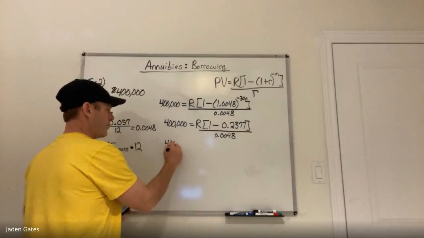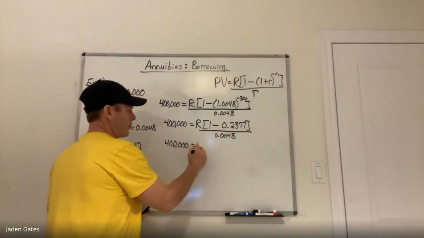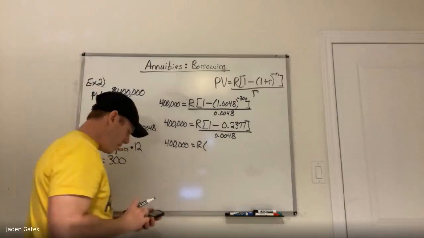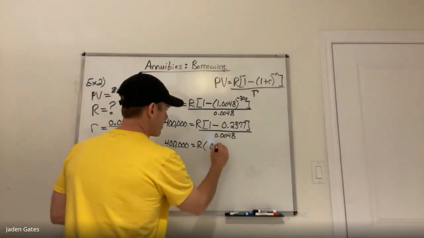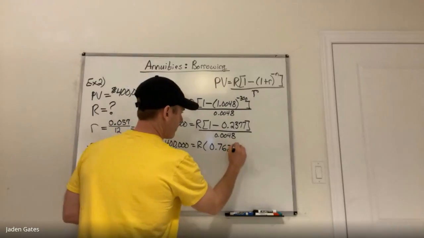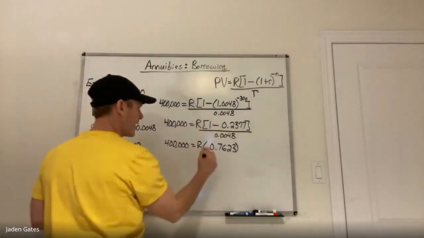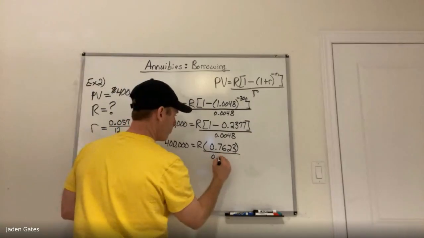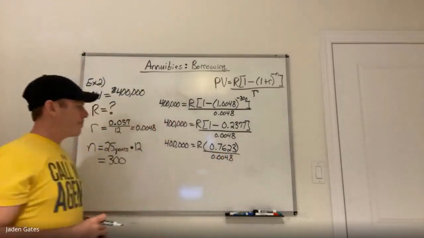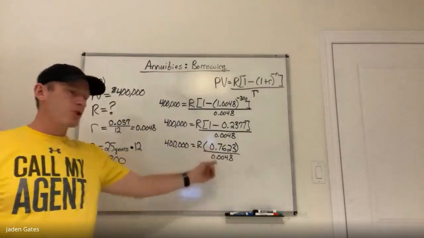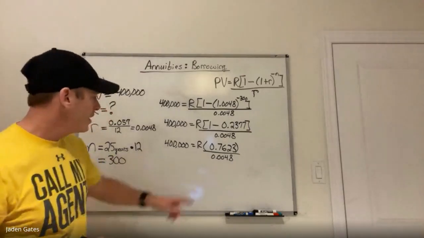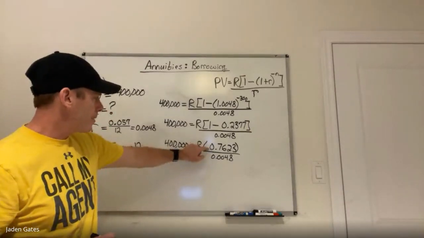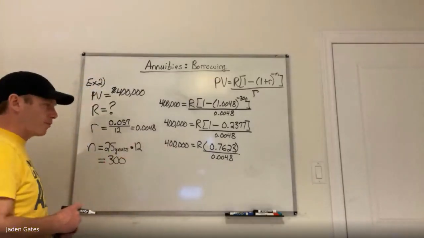All right, so again, simplifying here in the brackets. I get 400,000 equals R times 1 minus 0.2377, so I'm going to get 0.7623. It's in the brackets. Again, I have down here 0.0048. And as I mentioned earlier this morning, here's the most common place I see students get stuck. To be honest with you, they don't get it wrong, they get stuck. I'm just going to combine these two numbers. So I'm going to take my 0.7623 and divide it by that 0.0048.